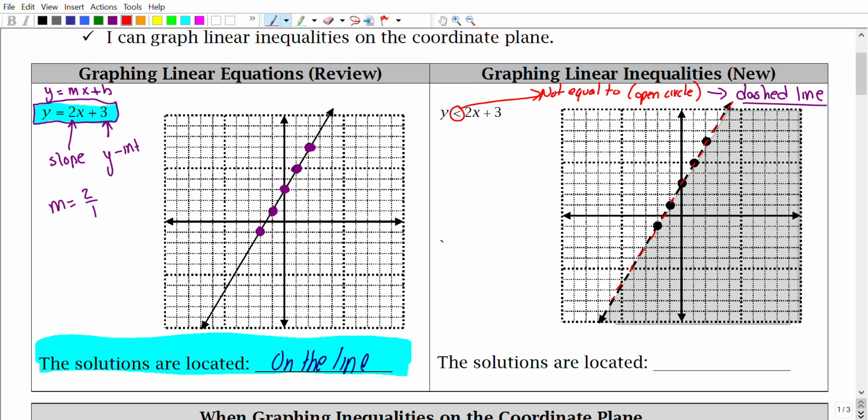Let's go ahead and talk about this shading right here. If we look at this inequality, we notice that the bottom part is being shaded gray. Now, how can we tell that from our original inequality? So let me rewrite it here. It says y is less than 2x plus 3.